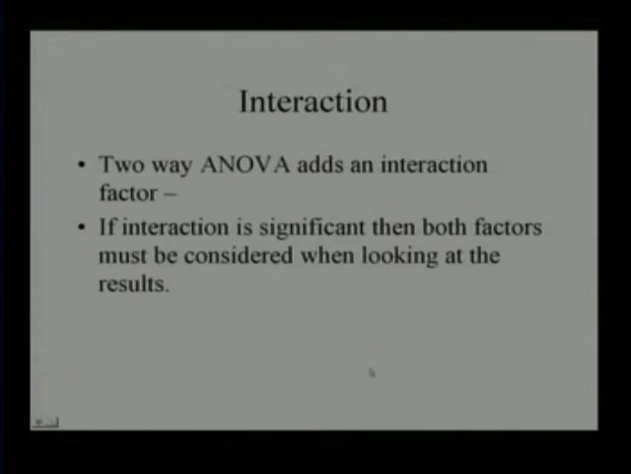Two-way analysis of variance does add an interaction factor. And if the interaction is considered to be significant, then both factors must be considered when looking at the result. This is in your textbook. This is a test to see if there is an interaction between the two factors. Use the mean square interaction over the mean square error. It's calculated just like we did the earlier ones. If there's an effect due to the interaction, then you stop. You have to consider the effects of both factors.